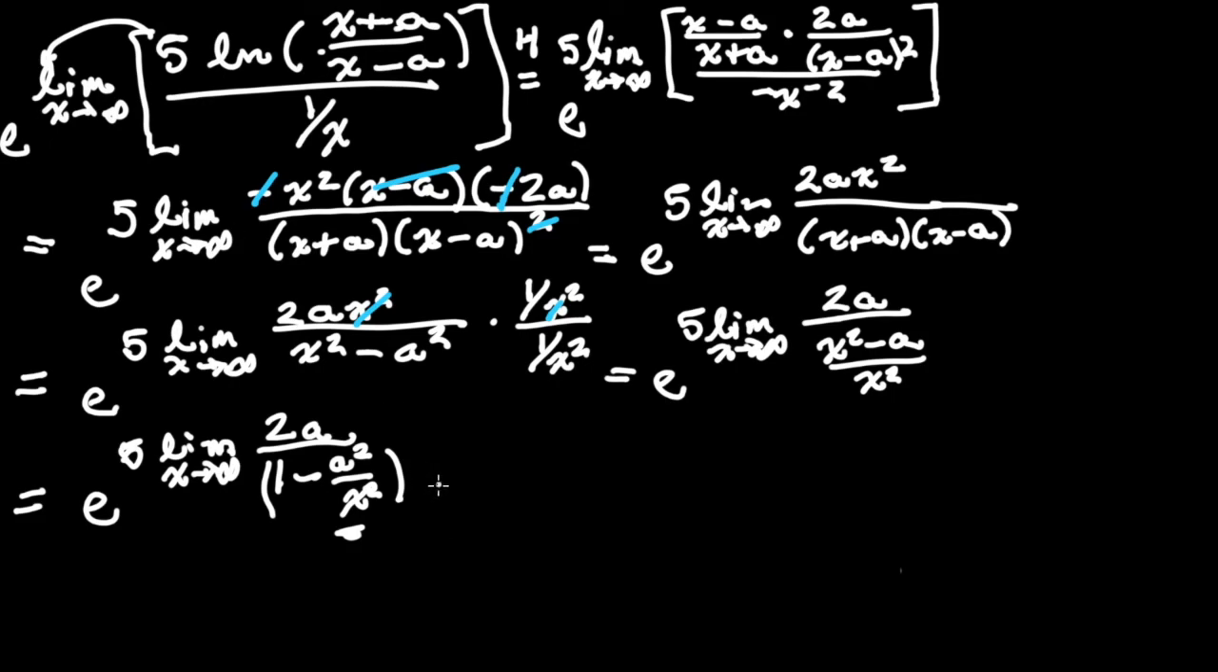So we can now rewrite this as e to the 5, and then 2a, 1 minus 0, because we've applied our limit. And so that, of course, is just equal to e to the 10a, which is our final answer for this question. So hopefully that helped you guys, and I hope you understand a little bit more about applying L'Hopital's rule to composite exponential functions.